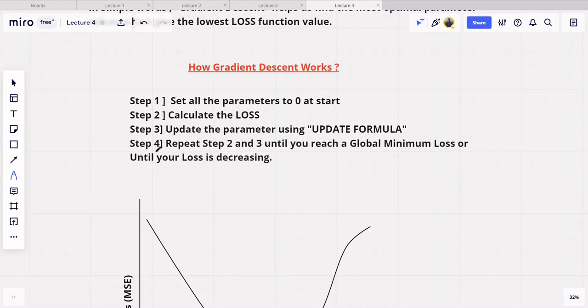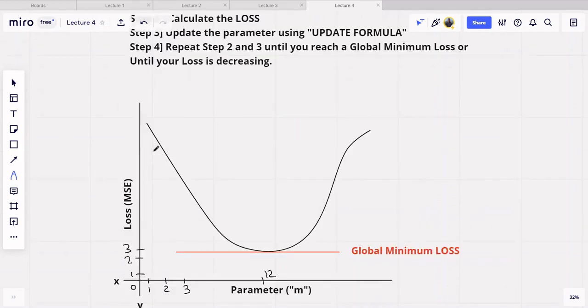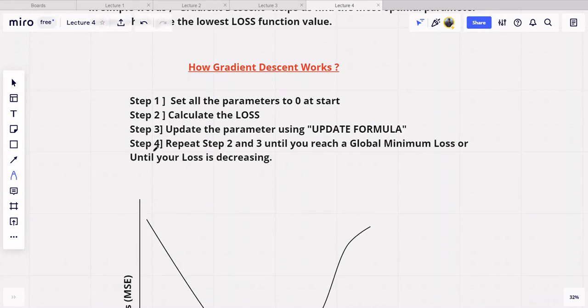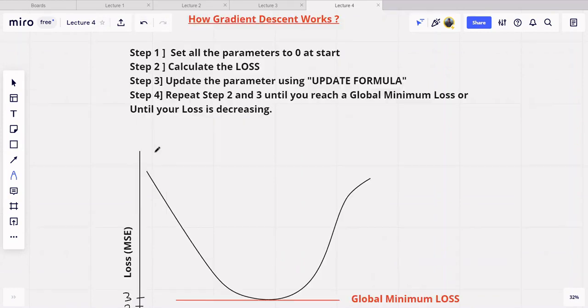Just get an idea about what is happening here. Don't try to understand everything. You will probably have to watch this video like 3 or 4 times before you actually get all these things. So let's see how gradient descent actually works.